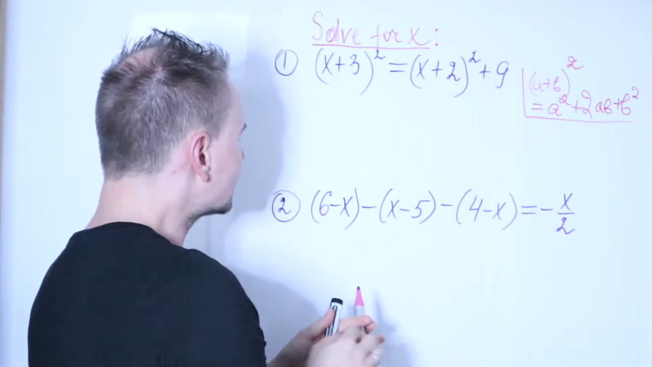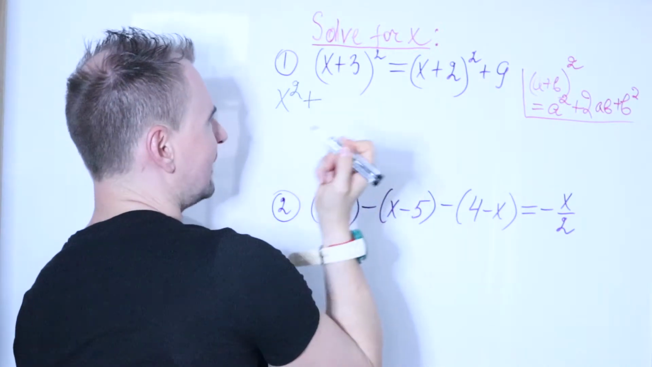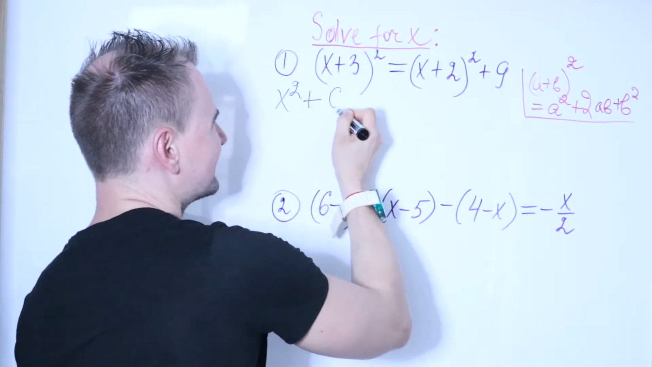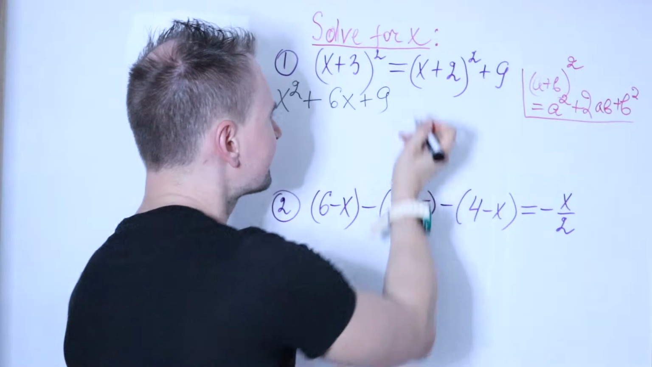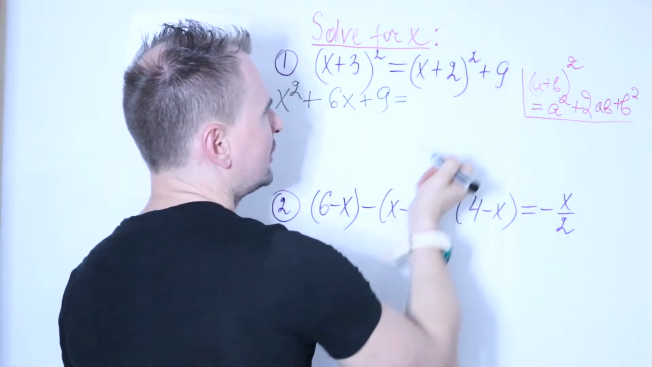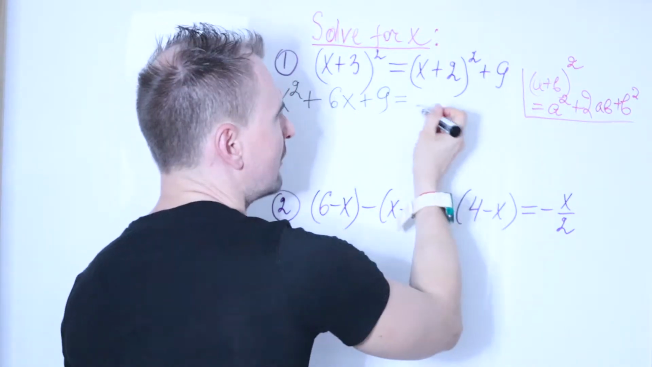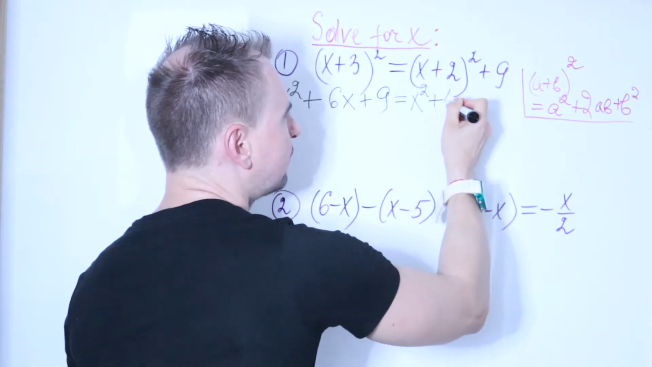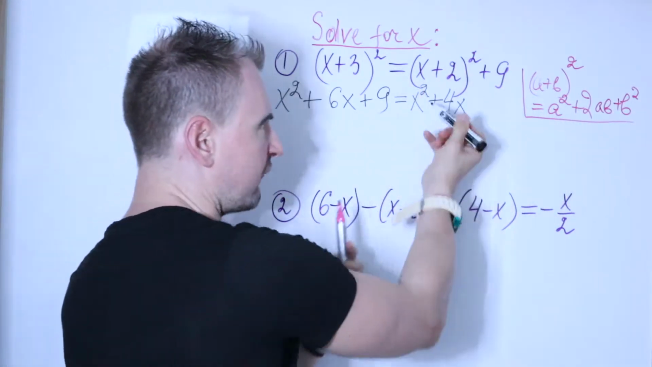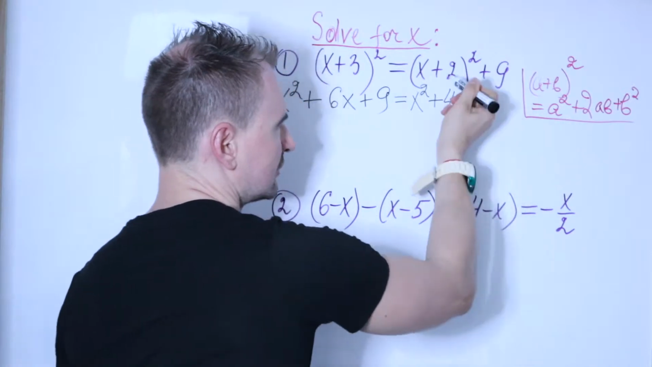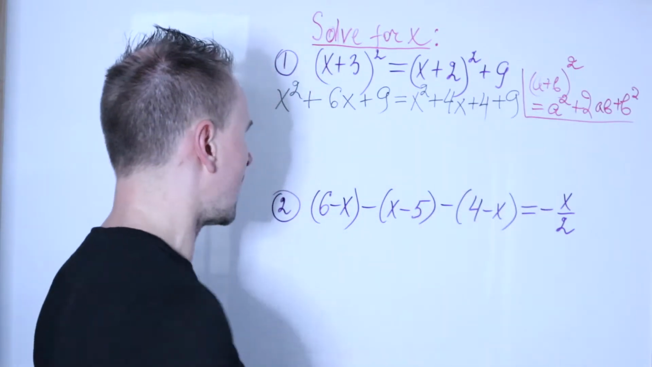Completely up to you. So it simply becomes x squared plus twice, 2 times x times 3 gives me 6x, and plus 9, since 3 squared gives me 9. On the right side, you end up getting, similarly, this binomial I'm going to raise to the second power. So x squared plus 4x, since 2 times x times 2 gives me 4x, plus 2 squared, 4. And don't forget this 9 sticking around.